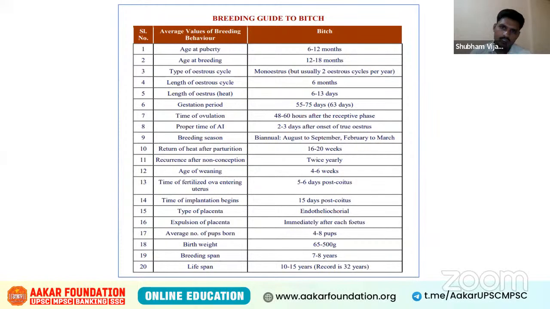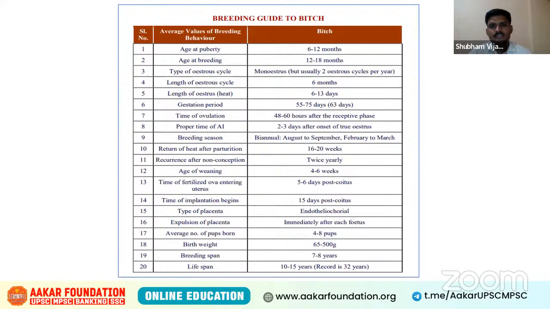This period is very long because the cycle is also long. Gestation period could range from 55 to 75 days, but on an average 63 days. Time of ovulation is 40 to 60 hours after the receptive phase, and the proper time for AI or mating is 2 to 3 days after the onset of true estrus.